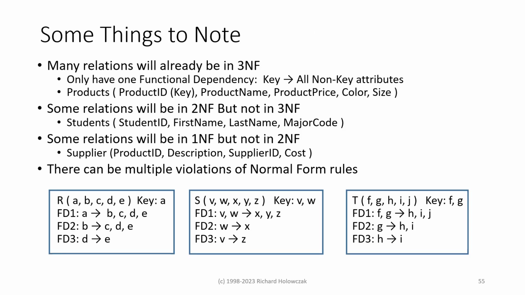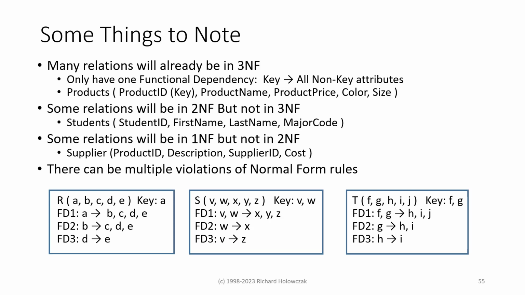I've got about 5 minutes left. A few things to keep in mind. Many relations that you work with will already be in third normal form. If they only have one functional dependency, which we know is the key determining all of the non-key attributes, then you'll automatically be in first, second, and third normal form. So that's something to look out for.